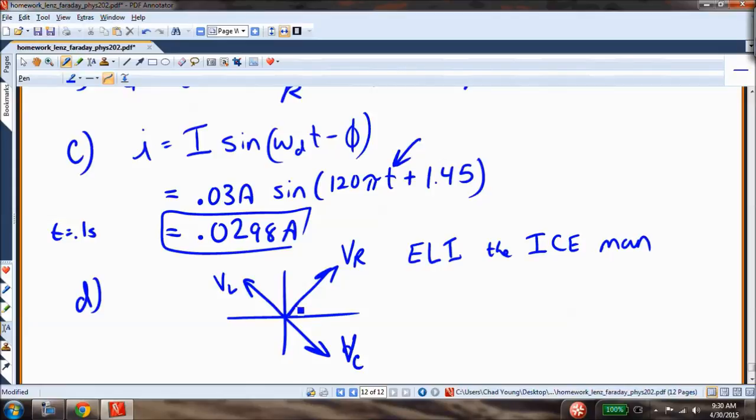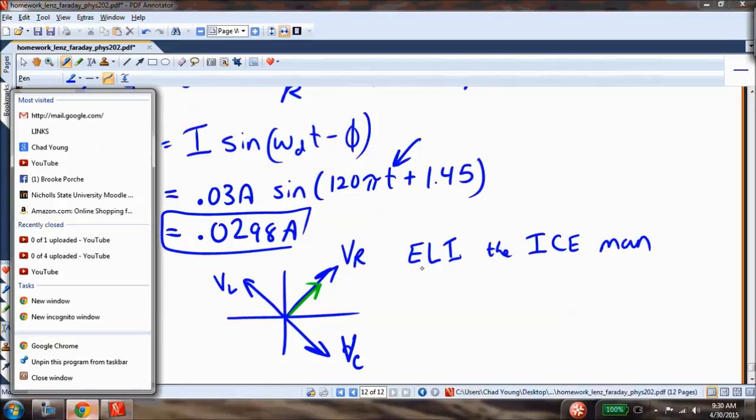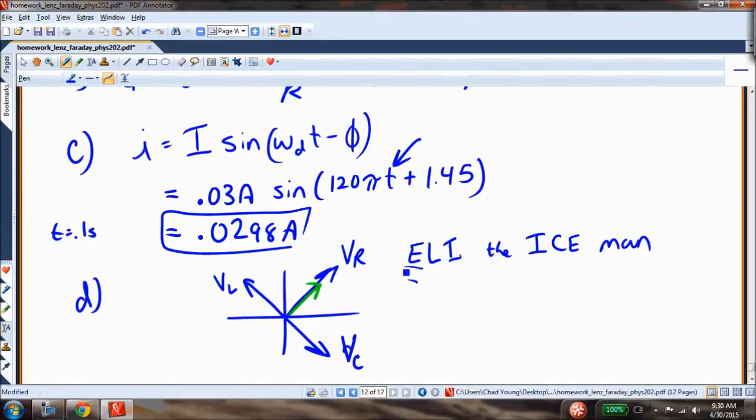All right, our current is always going to be in the same direction as VR. That's going to be our current. And the EMF of the inductor will always lead the current. So this is the EMF of the inductor. The E means the EMF, L means the inductor, I is the current. The EMF of the inductor is always going to come first, and the EMF of the capacitor is always going to come after the current. So this green represents the current. The EMF of the inductor always leads, and the EMF of the capacitor always lags.